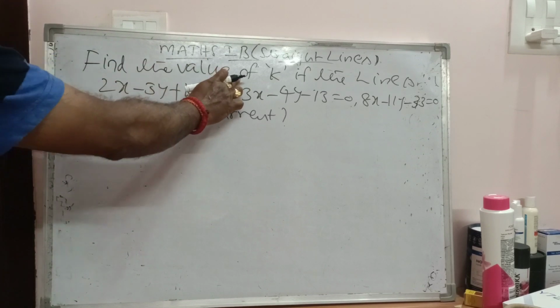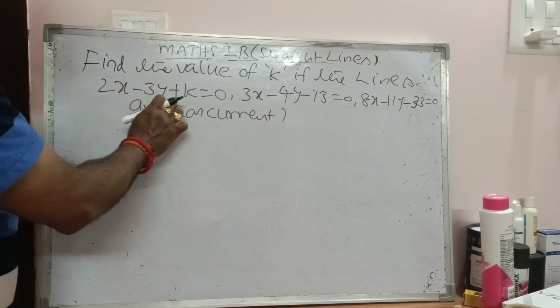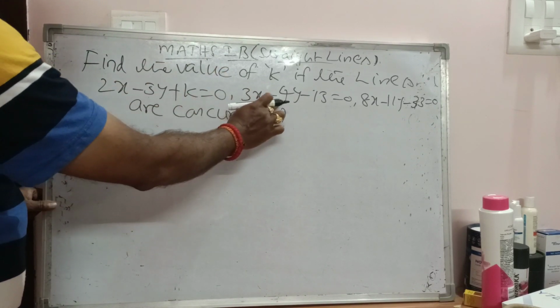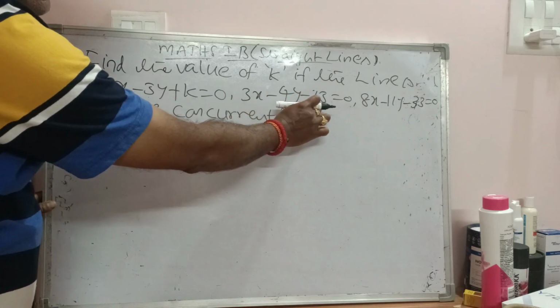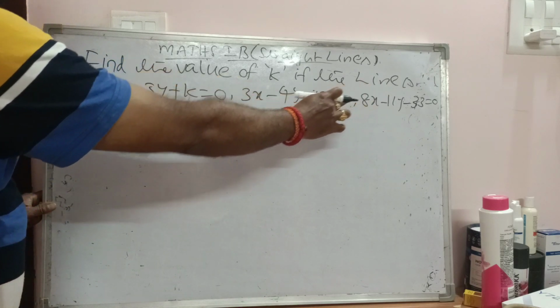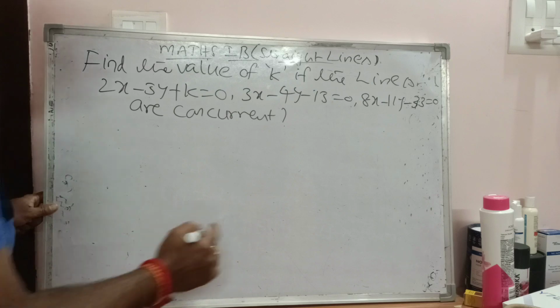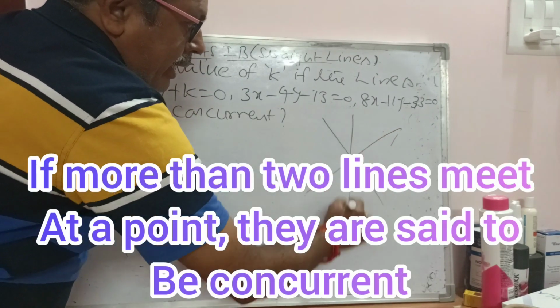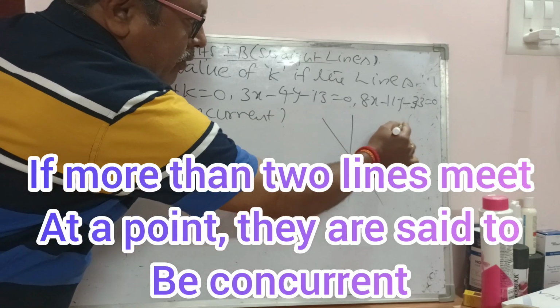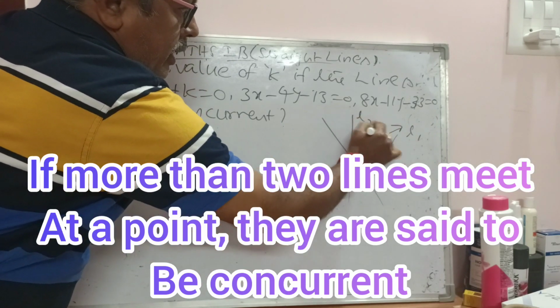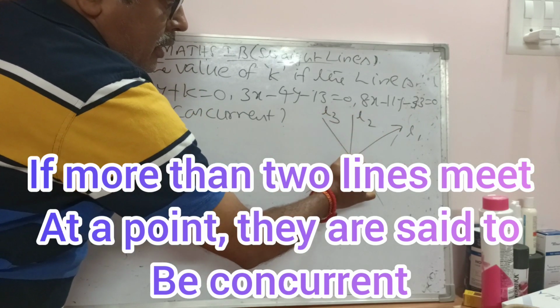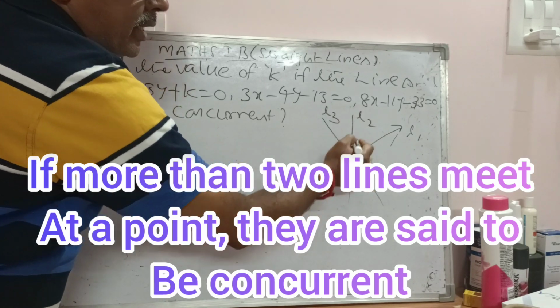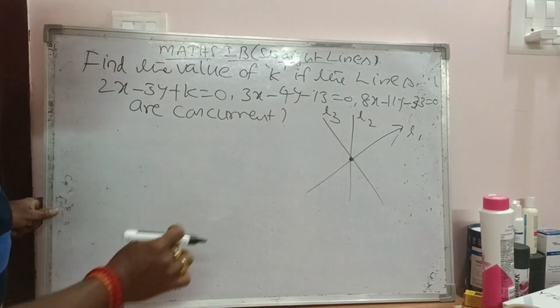Find the value of k if the lines 2x - 3y + k = 0, 3x - 4y - 13 = 0, 8x - 11y - 33 = 0 are concurrent. Suppose if 3 or more lines meet at a point, they are said to be concurrent. For example, here are the lines L1, L2, L3. These are the 3 lines which meet at the same point. Therefore, they are said to be concurrent.